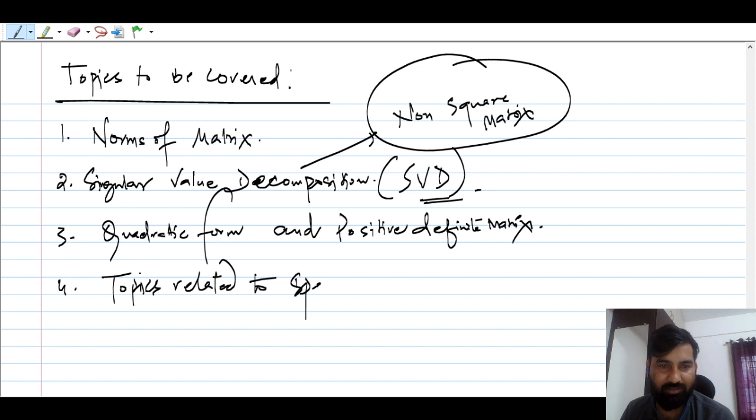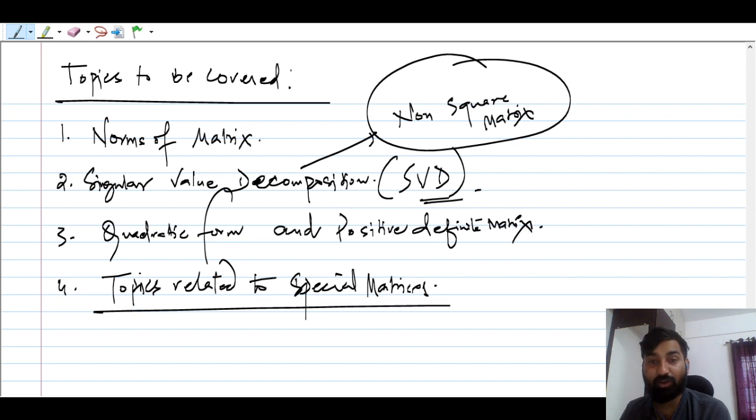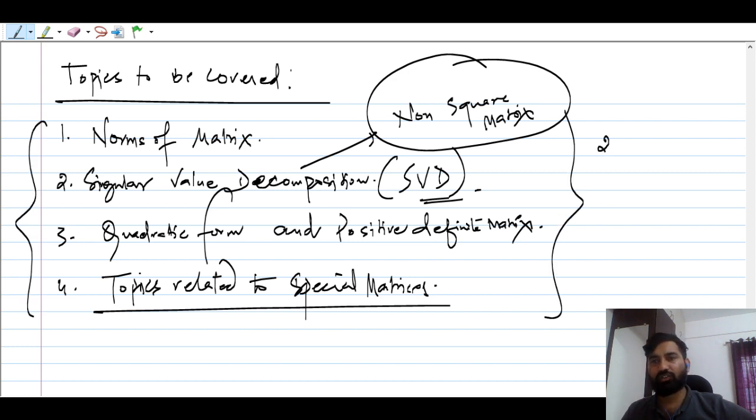Special matrices, that we can talk about: idempotent matrix, Hermitian matrix. And there are many other things, like complex elements of a matrix, we'll discuss them. In fact, you can now expect that we will conduct 2 to 3 sessions more on this matrix.